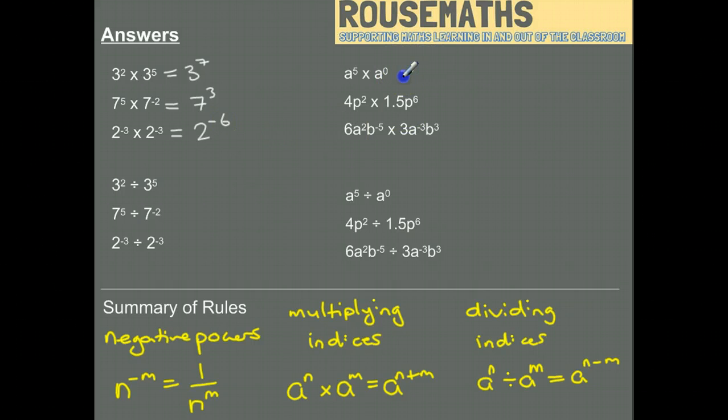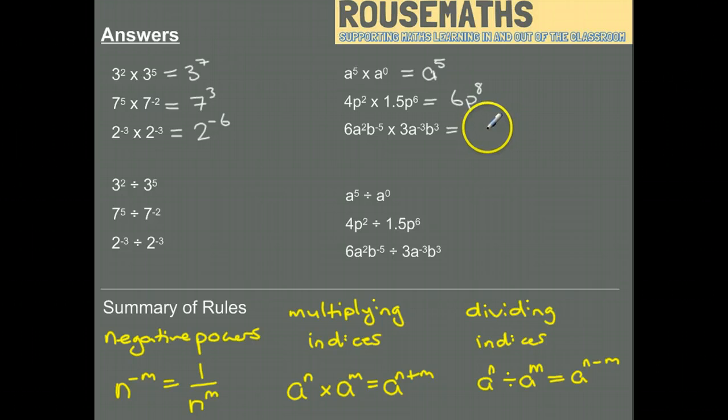Moving over to the other multiplications, this one is fairly straightforward. You've got 5 plus 0, 8 to the power 5. On this one here, you have to do 4 times 1.5, so that's going to be 6, and then p to the power 2 times p to the power 6. This is p to the power 8.